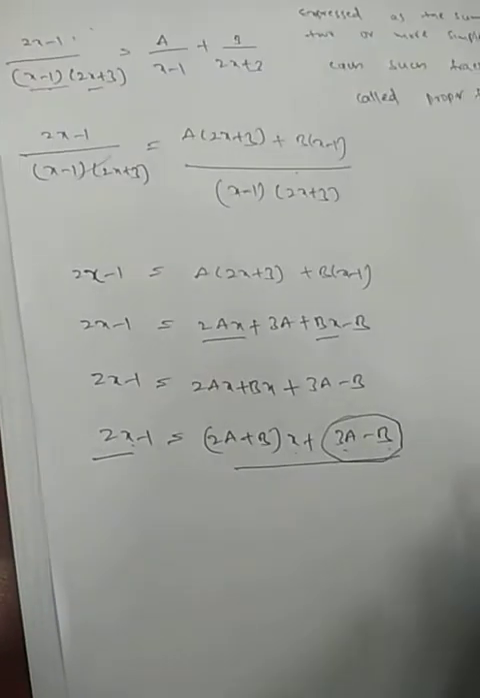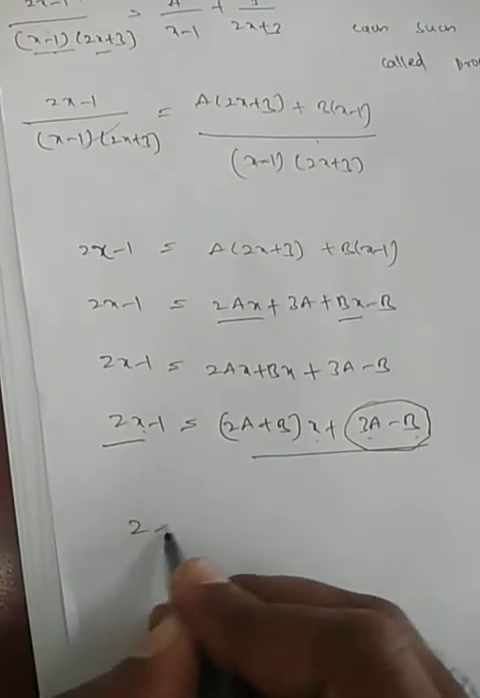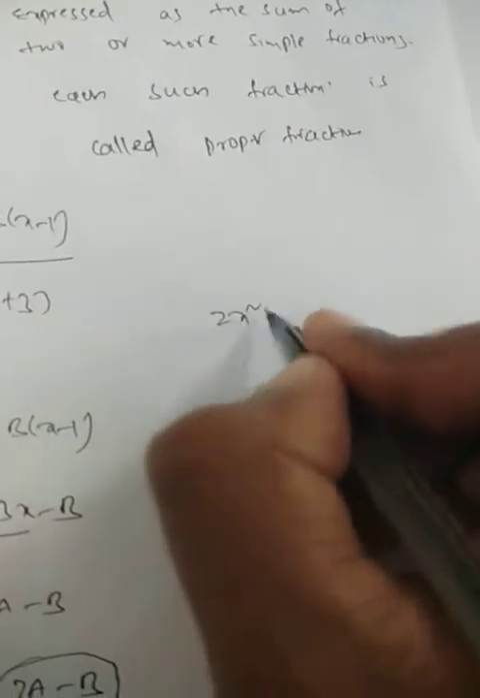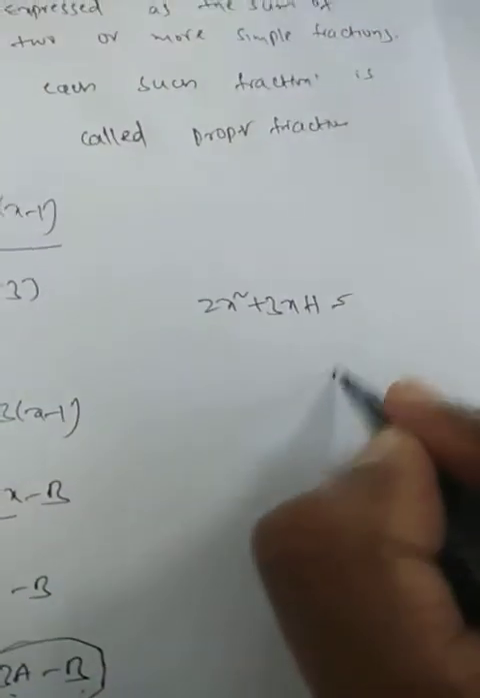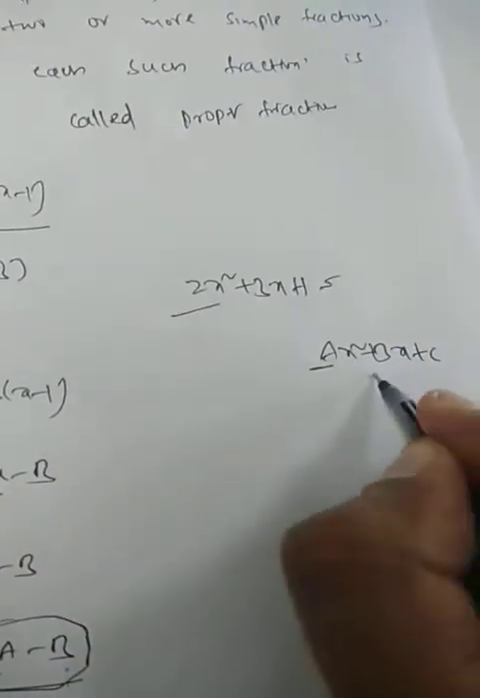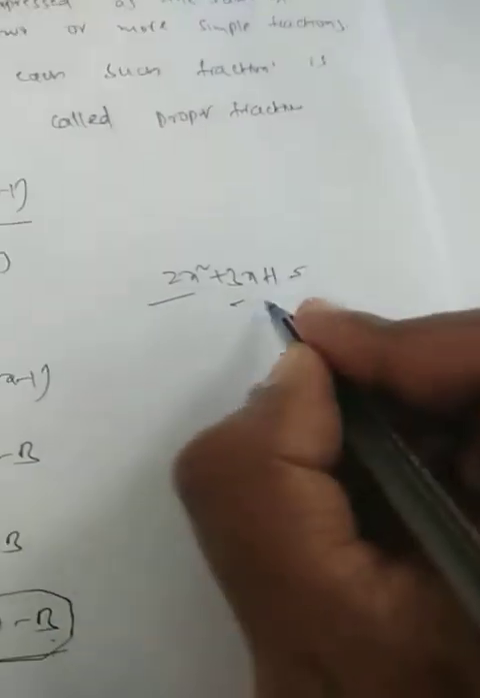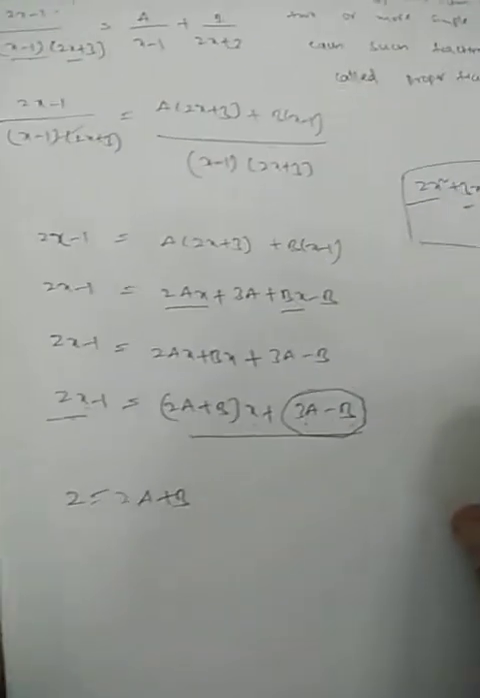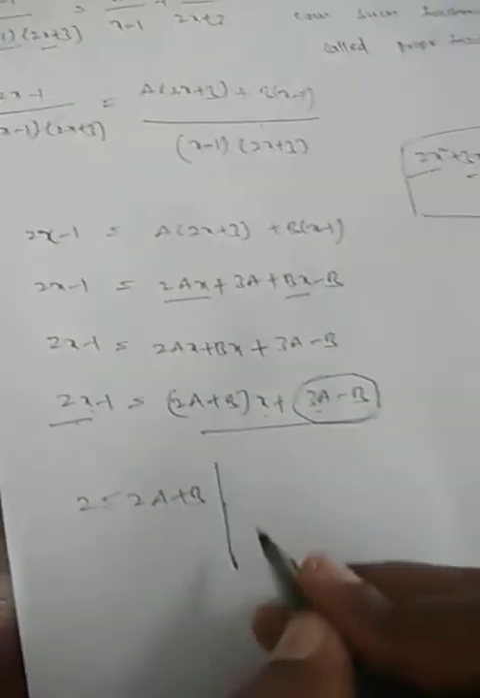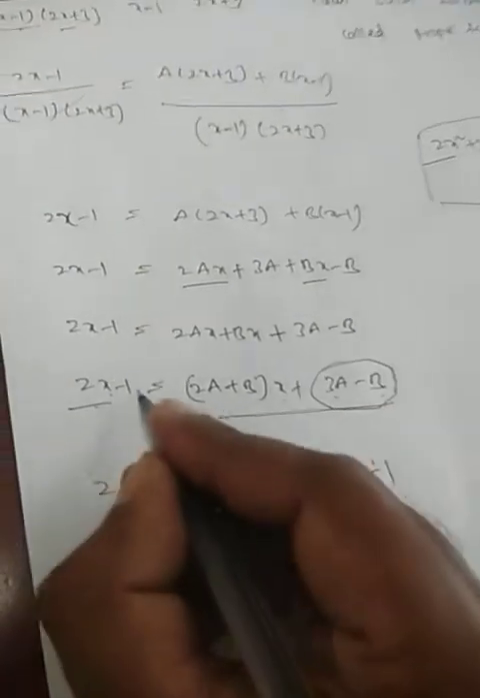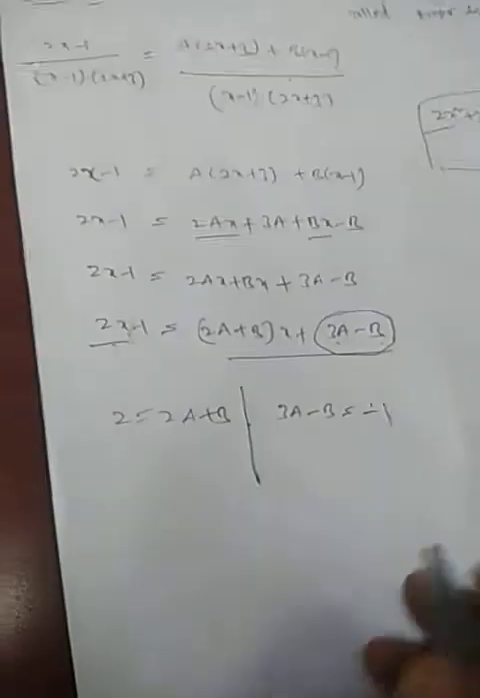If you want to get the a, b values, we need to equate 2 is equal to 2a plus b. That means corresponding coefficients we say. For example, 2x square plus 3x plus 1 is equal to ax square plus bx plus c. Then a is 2, b is 3, c is 1, if and only if, in that case only, both expressions are equal. So 2a plus b is equal to 2 and 3a minus b is equal to minus 1.